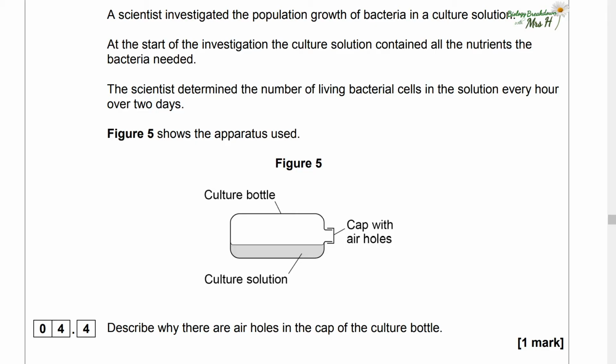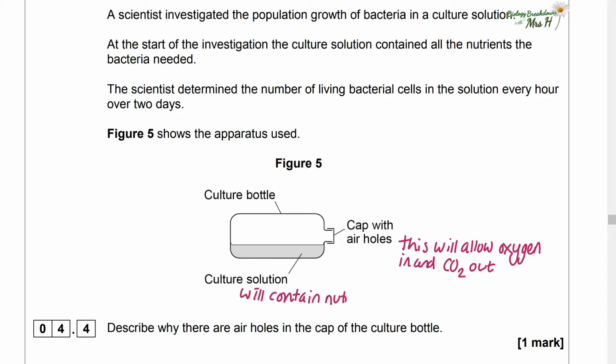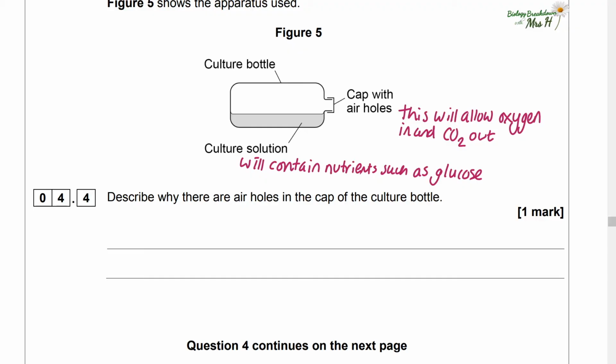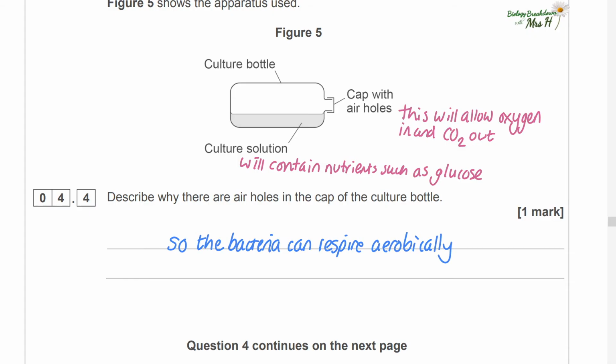If we've got a cap with air holes in it, then that's going to allow oxygen in for the bacteria and their carbon dioxide out. And the culture solution, that means you've got the bacteria and they're also surrounded by nutrients such as glucose. Describe why there are air holes in the cap of the culture bottle. Well, we've already had a look at this. And it is so the bacteria can respire aerobically.